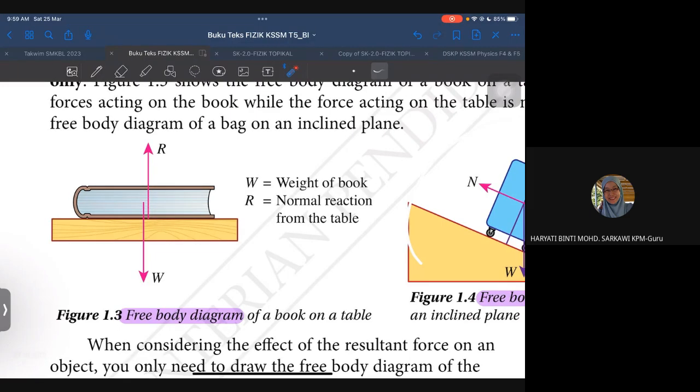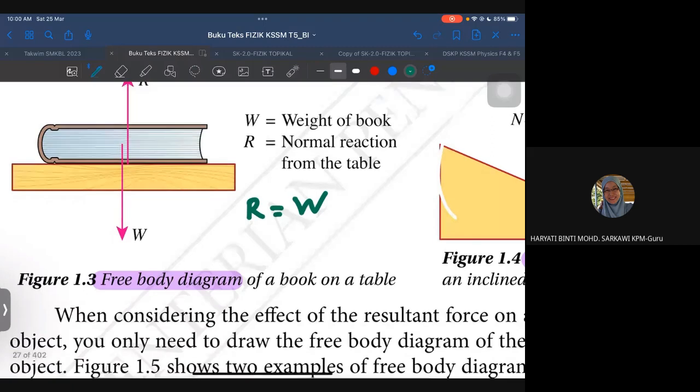The normal reaction will normally be at 90 degrees to the surface. Here we place the book on the table, so we are talking about the surface of the table. So W acts 90 degrees downward. The force acting 90 degrees upward from the surface is known as the normal reaction, the normal reaction from the table. In this case, the book is stationary, so we can say that R will be equal to W. So that's why in this case, the net force acting on this system, F net, the resultant force, is equal to?